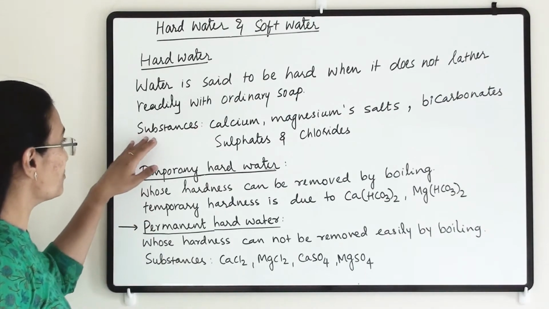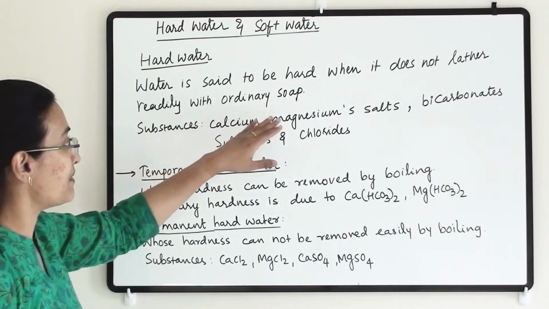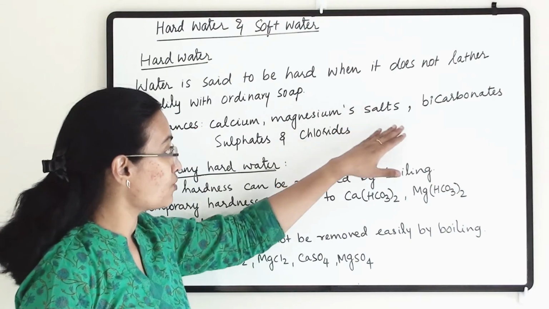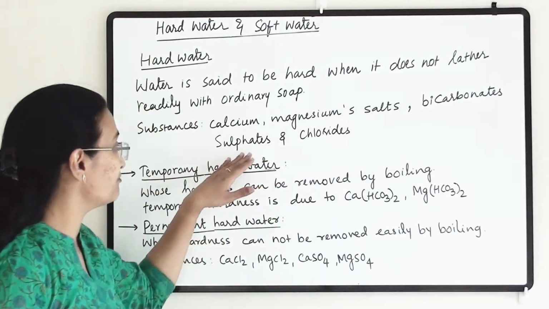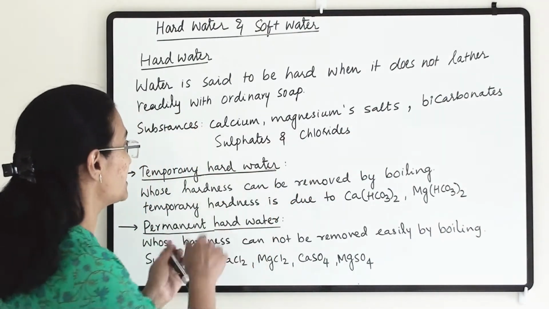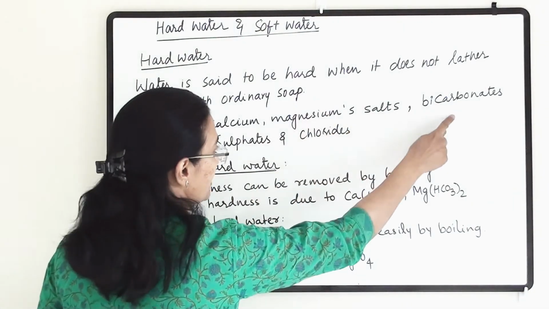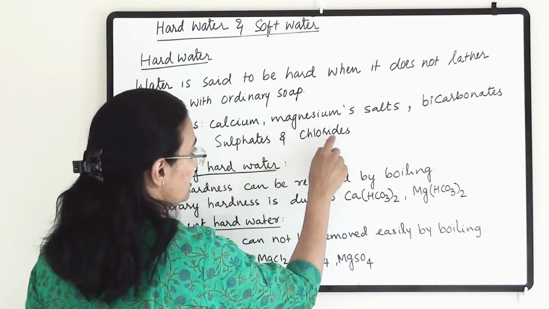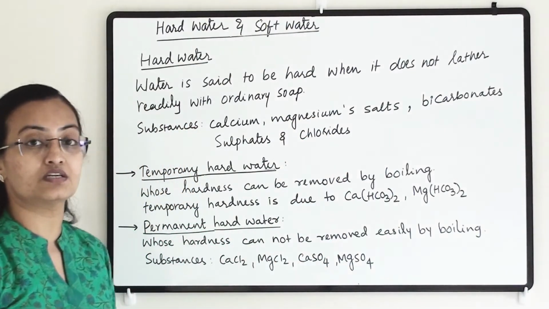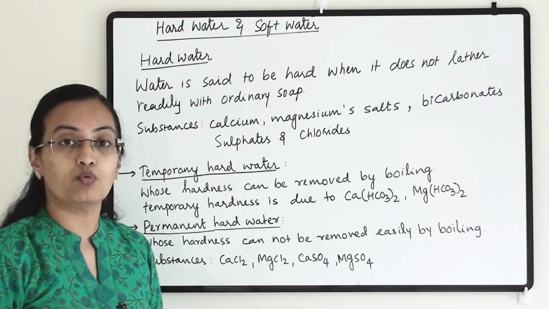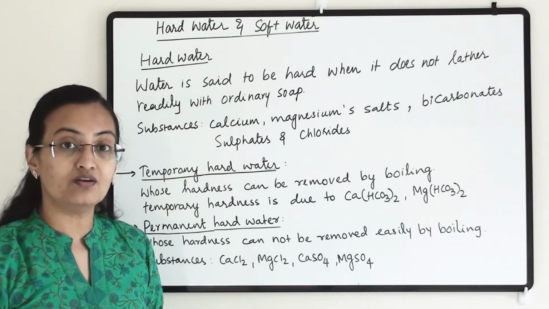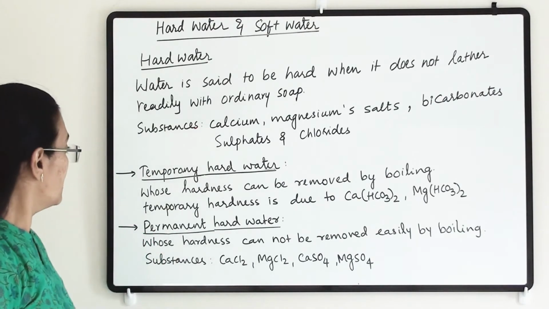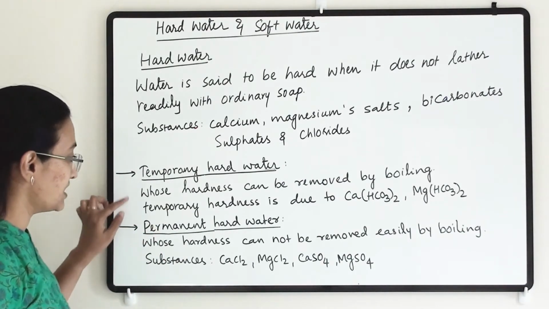And why is it so? Because substances like calcium and magnesium salts are present in it: bicarbonates, sulfates and chlorides. That means calcium bicarbonate, magnesium bicarbonate, calcium sulfate, calcium chloride, magnesium sulfate and magnesium chloride are present in the water, and that's why the water is said to be hard, because it will not give effective action along with the soap.